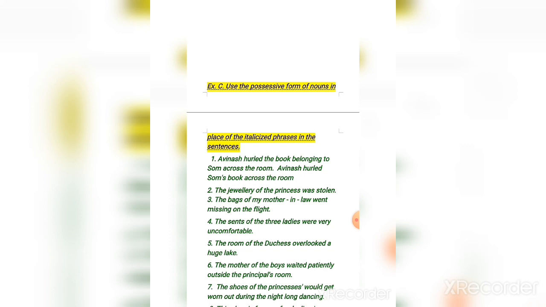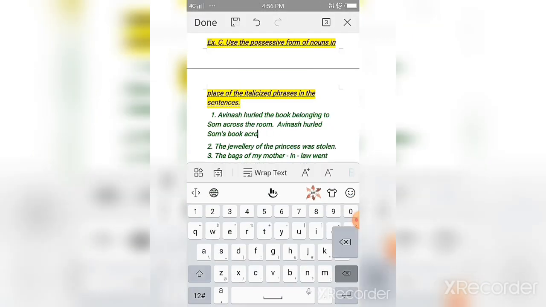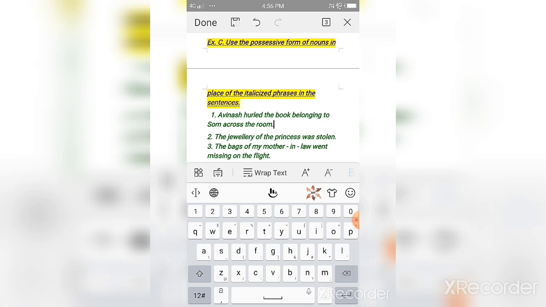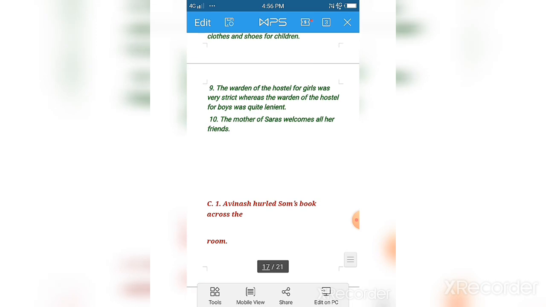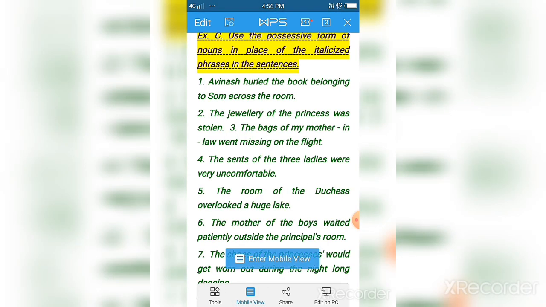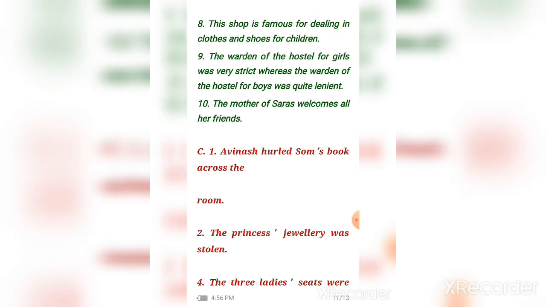Avinash hurled the book belonging to Som across the room. So here the answer will be. So here the answer of number 1 is: Avinash hurled Som's book across the room. Number 2. The jewelry of the princess was stolen. Here the answer says the princess's jewelry was stolen.